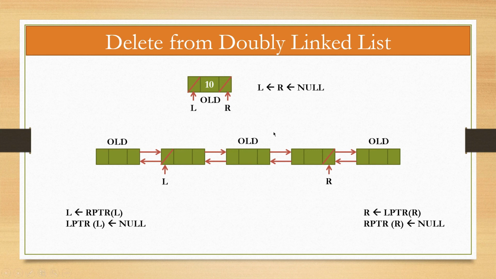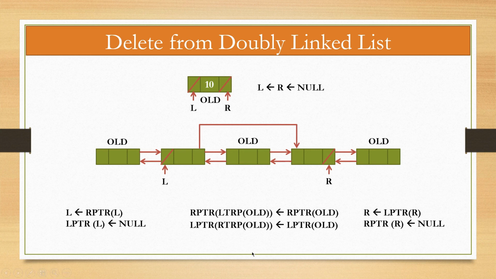Now suppose this is old and we have to delete this node, then what will we do? Right pointer of left pointer of old is assigned to right pointer of old, right? And left pointer of right pointer of old is assigned to left pointer of old. And we have to delete this old, right? This way we can delete a node from doubly linked list.